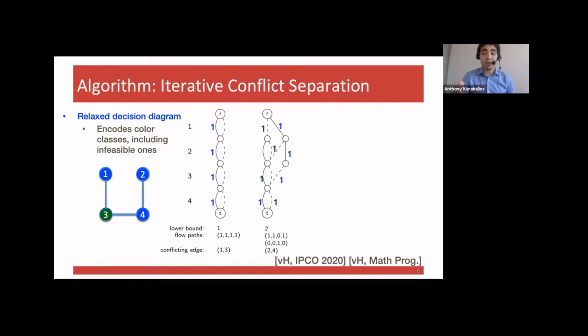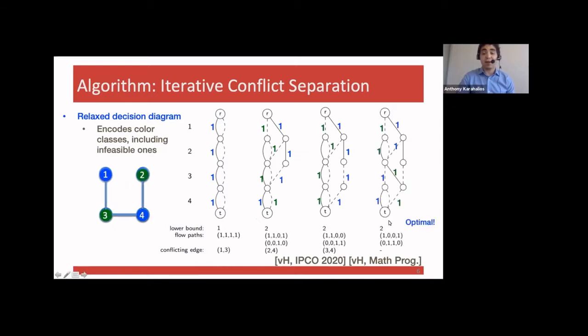We continue to solve the MIP and look for conflicts and refine the diagram at each iteration until we find a solution that has no conflicts and is optimal. You'll see that we're getting lower bounds on the number of colors necessary to color the graph at each iteration because we're using a relaxed decision diagram.